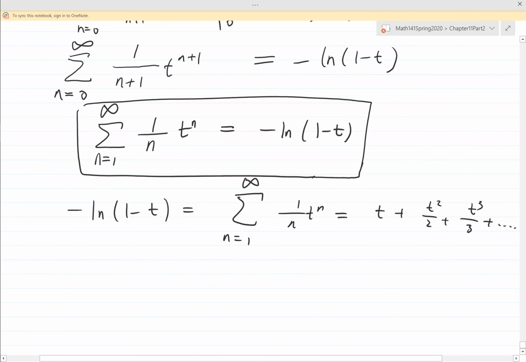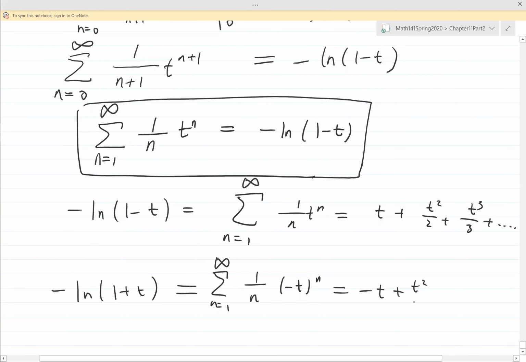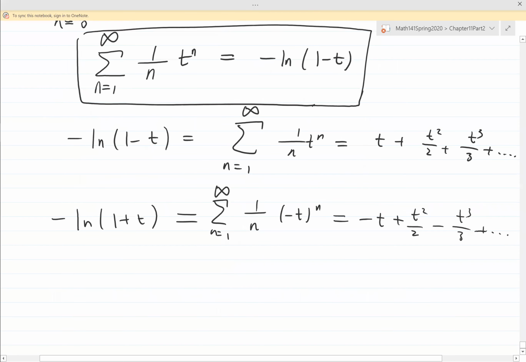Now, if you replace t by negative t, you get negative ln of 1 plus t, equal to the sum of 1 over n, negative t to the power n, from 1 to infinity. So this is actually negative t plus t squared over 2, minus t cubed over 3, etc. If you multiply both sides by negative 1, then you get ln of 1 plus t is t minus t squared over 2 plus t cubed over 3 minus t to the power 4 over 4, etc. Here |t| is bounded by 1.